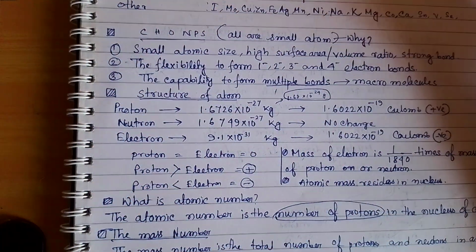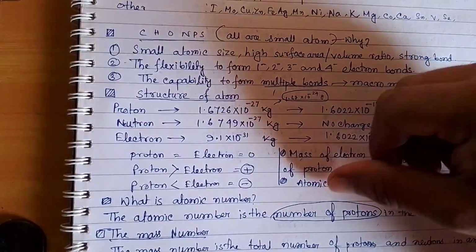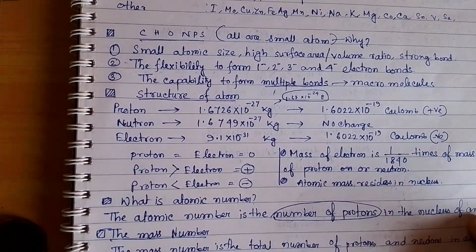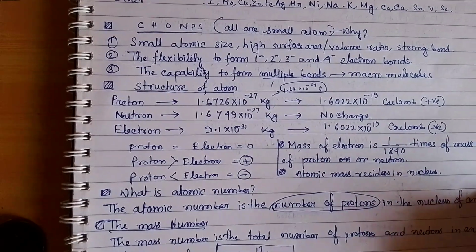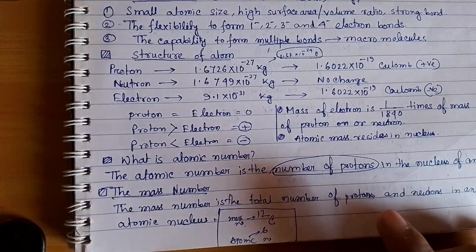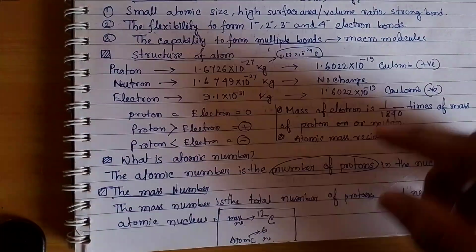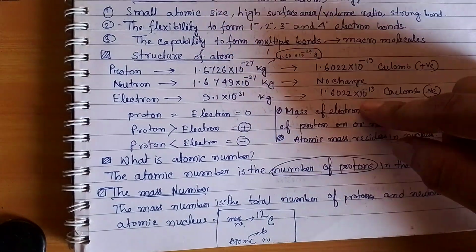So now the concept is, what is the atomic number in that system? Atomic number is the number of protons in the nucleus of an atom. Okay. And what is the mass number? Mass number is the total number of protons and neutrons in an atomic nucleus.